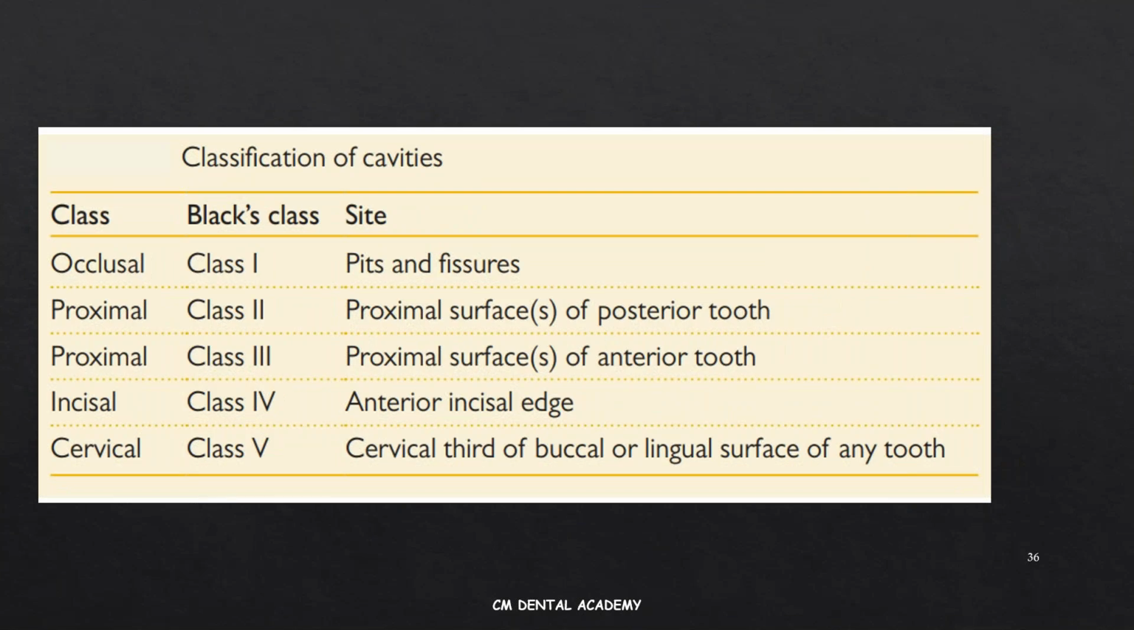Just a classification of dental caries. I will be sharing GV Black's classification of caries in my free Telegram group during the question answer sessions. Class 1 is the pit and fissure caries, which is occlusal. Class 2 is the proximal caries of the posterior teeth. Class 3 is proximal caries involving the anterior teeth. Class 4 involves the anterior incisal edge, and Class 5 is the cervical third of the buccal or lingual surface of any tooth.